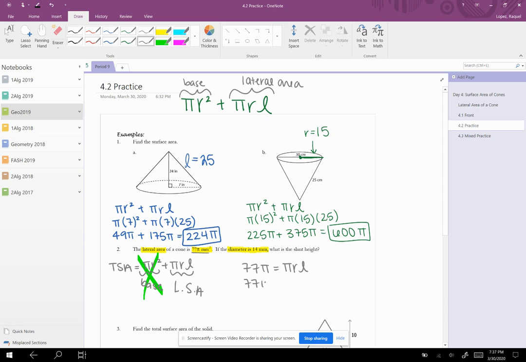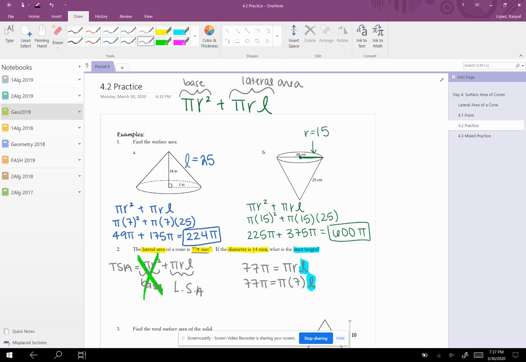So 77 pi equals pi, and then they give us the diameter, which is 14 millimeters, and I can get the radius from that. Half of 14 is 7, so that's going to be 7, and I'm trying to find L. Your slant height, remember, is represented by the letter L. This is what I'm trying to find, and from there we just work backwards. So I have pi times 7 times slant height.